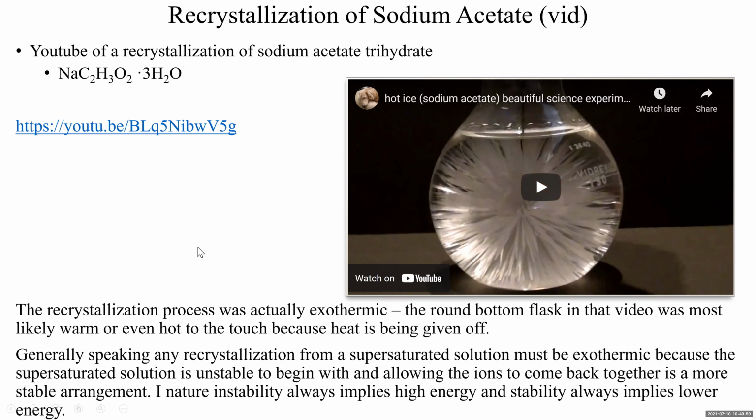It's an exothermic process because you're going from an unstable state, high energy, to a more stable state, less energy. The excess energy has to be given somewhere. It's given out to the surroundings. If you're touching the glass, you're part of the surroundings that's receiving that heat, that thermal energy.